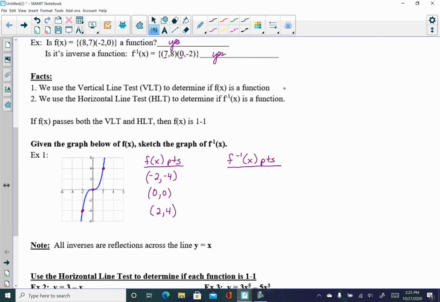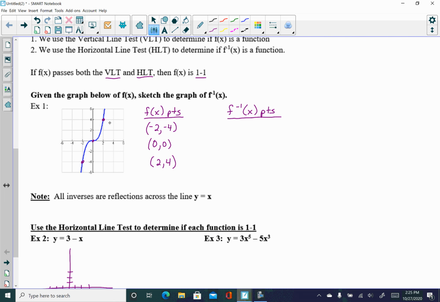So if your function passes both the vertical line test and the horizontal line test, then your function is known to be one-to-one. Down here below, they have given us a sketch of a function, f of x, and they want us to sketch the graph of f inverse of x. So what I did is I identified down here 3 major points that we can all agree are definite points on this graph. We're saying this blue curve here is f of x, and I identified these 3 major points that are on the graph of f of x.